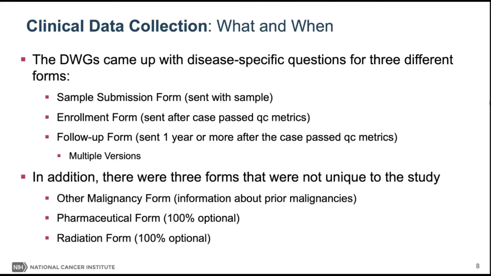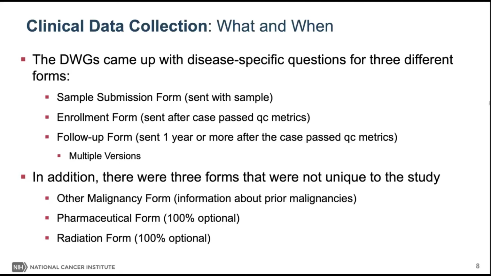Then in addition, there were 3 forms that were not unique to the study, and that's the other malignancy form, which actually has its own XML file. This was really important at submission because we wanted to make sure that we didn't include cases with prior malignancies where the patient may have been treated with something that could have modified their genetic profile.